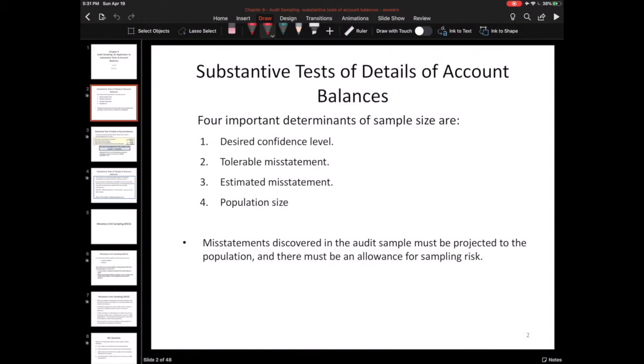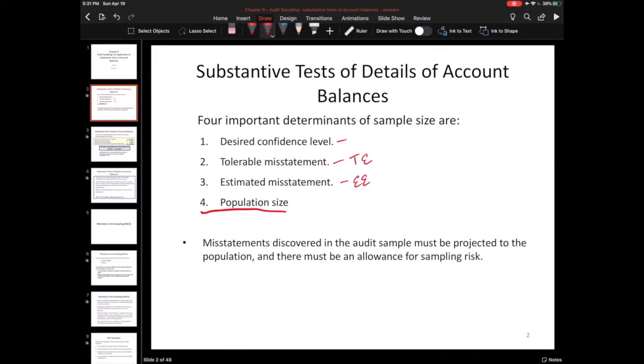With respect to determinants of sample size, when we're talking about substantive testing, there are 4 important determinants, and the first 3 are basically what we've seen before, right? Confidence level, tolerable misstatement, which was our tolerable error rate, expected misstatement, which was like our expected error rate in TOC, and lastly, population size.